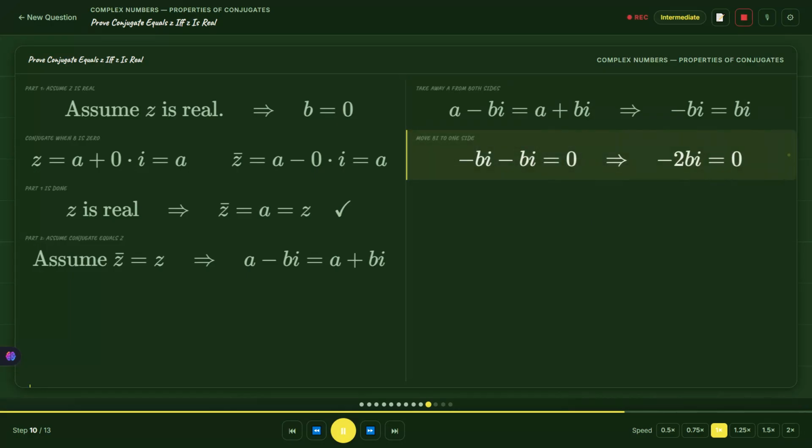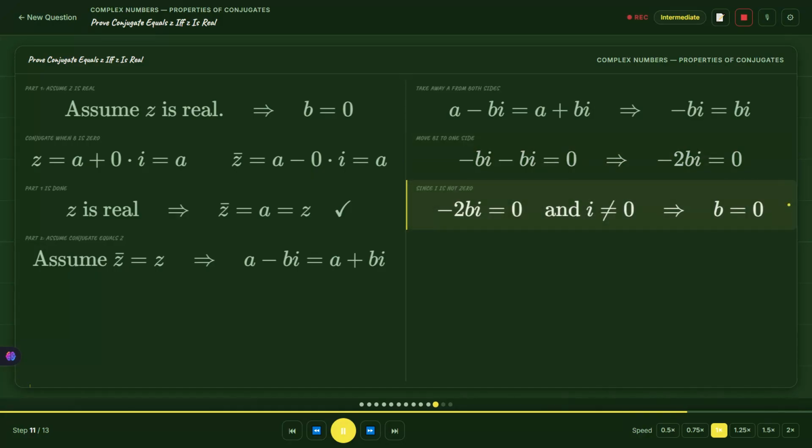Now let's move the bi from the right side over to the left. Minus bi take away another bi gives us minus 2 times b times i, and that equals 0. Now, we know that i is not 0. And 2 is not 0. So the only way this whole thing can equal 0 is if b equals 0. That means there is no imaginary part.